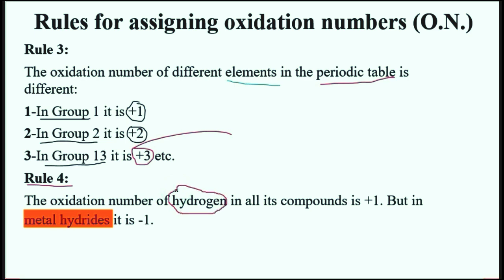As we are familiar, hydrogen exists in the hydride or in the hydrogen ion. Most of the time the oxidation number of hydrogen is +1 in the hydrogen ion. But in a metal hydride, the oxidation number of hydrogen is -1.